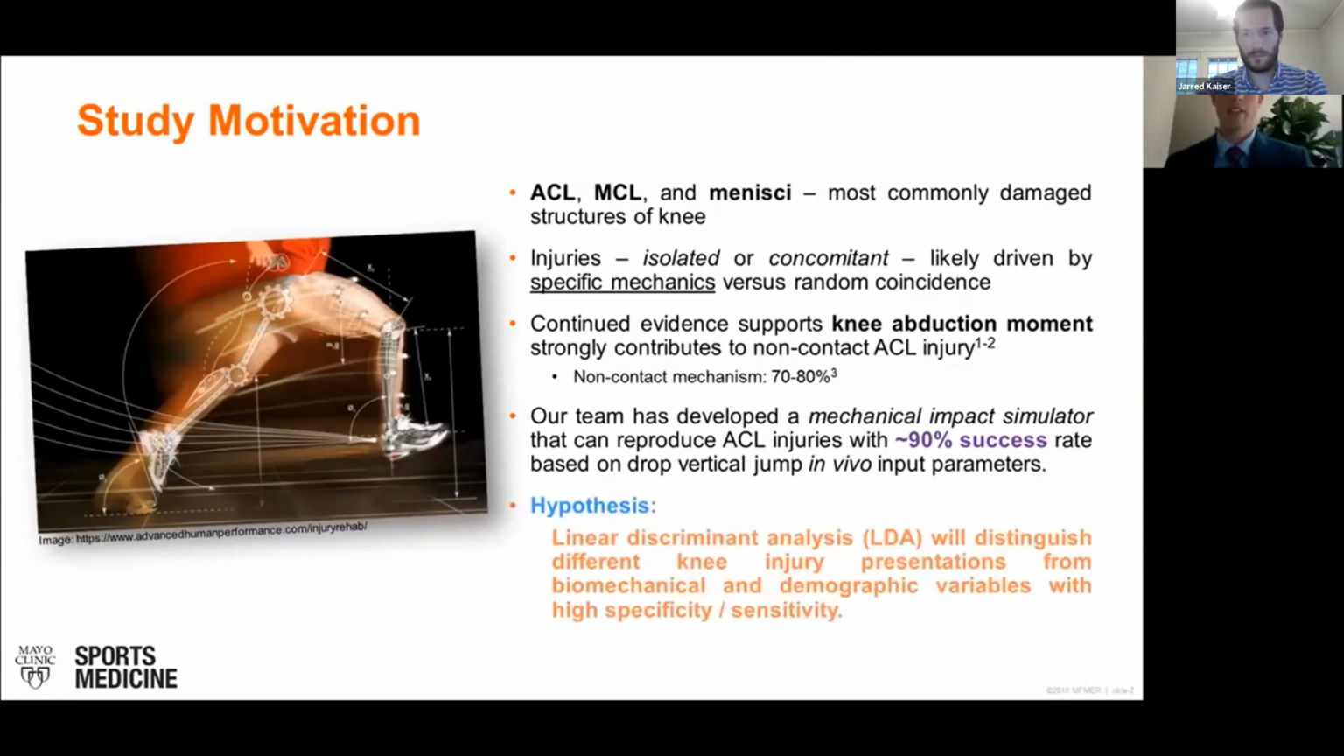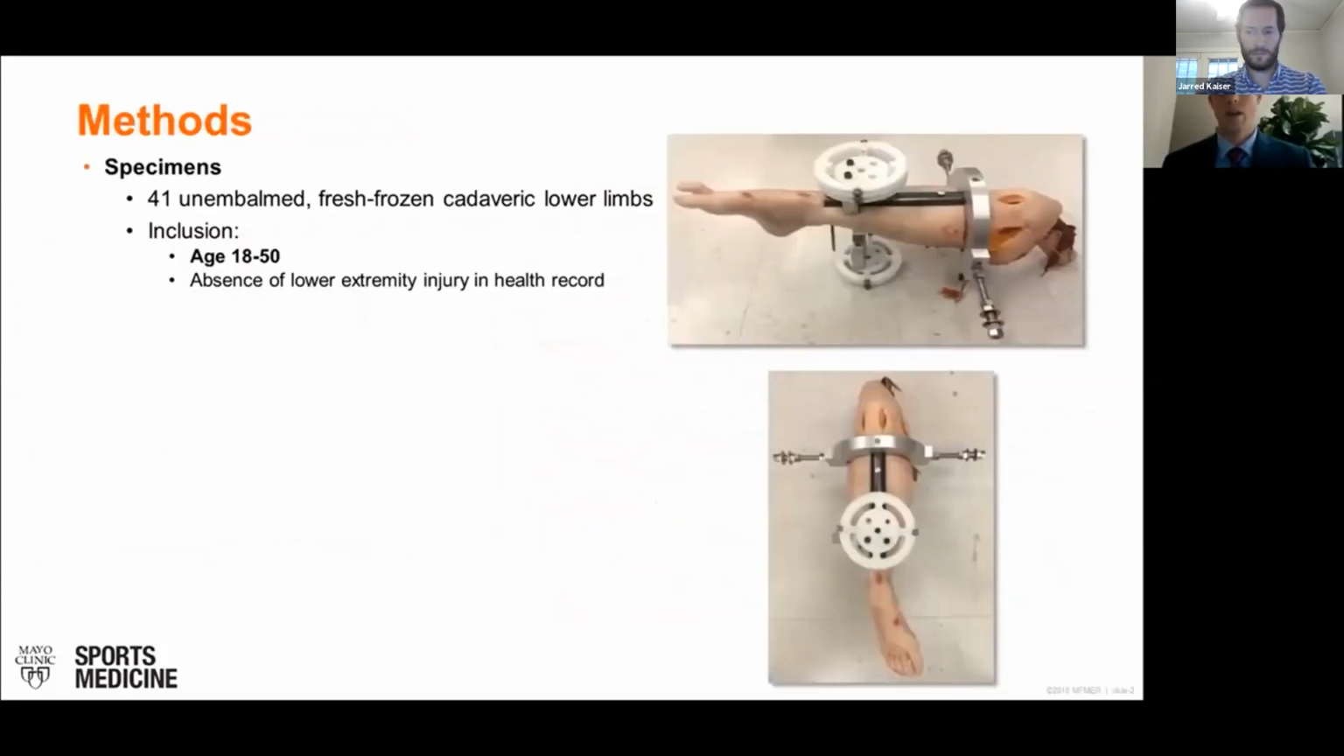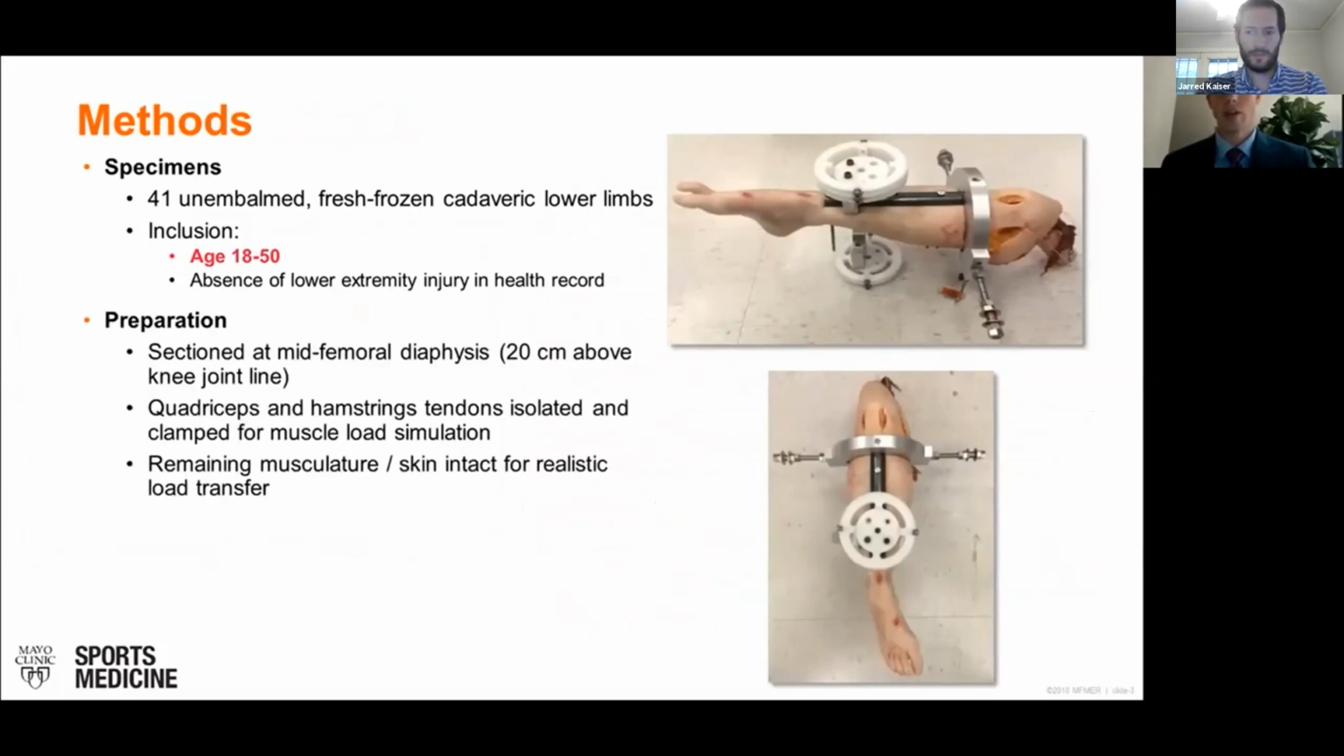The hypothesis of this study was that linear discriminant analysis will distinguish different knee injury presentations from biomechanical and demographic variables with high specificity and sensitivity. With this study, we acquired 41 unembalmed, fresh frozen cadaveric lower limbs with the inclusion criteria of age 18 to 50 and the absence of lower extremity injury in their health record.